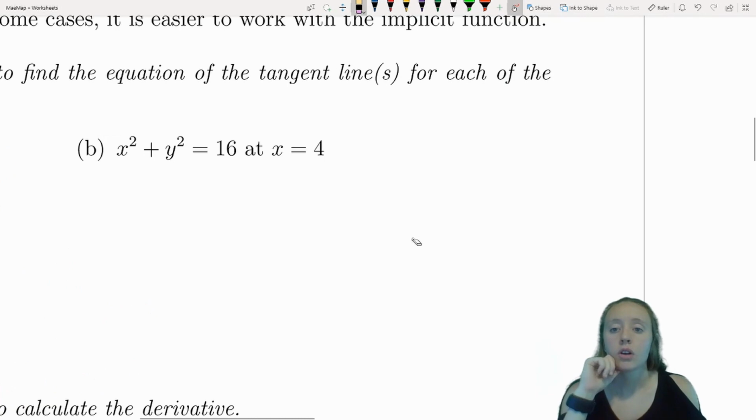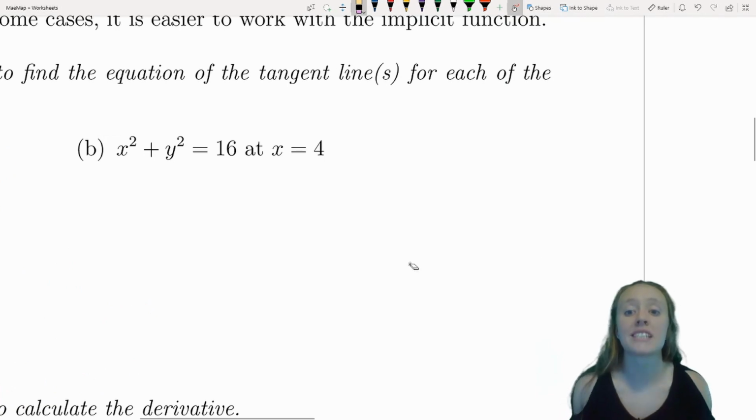In part B, we have x squared plus y squared equals 16.